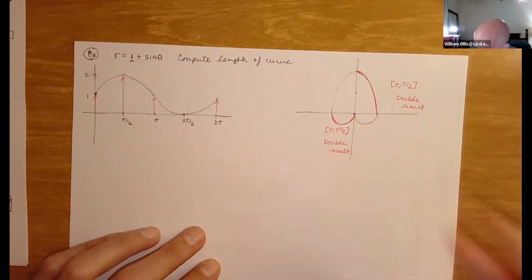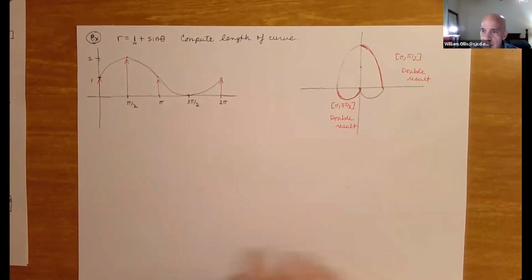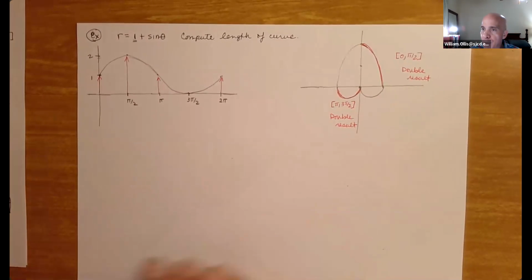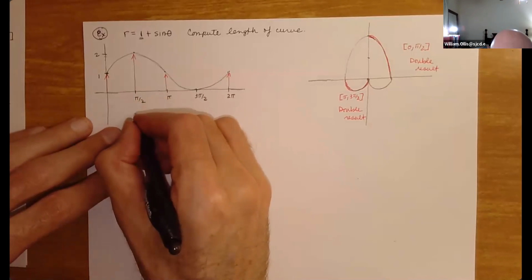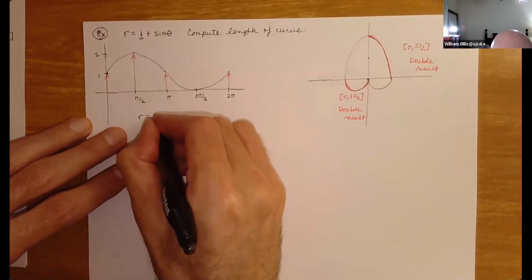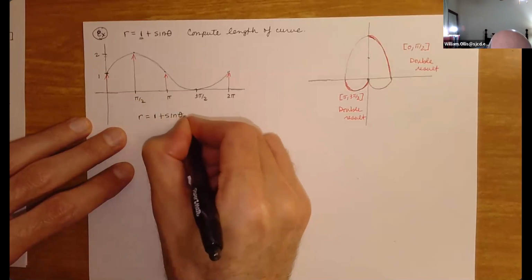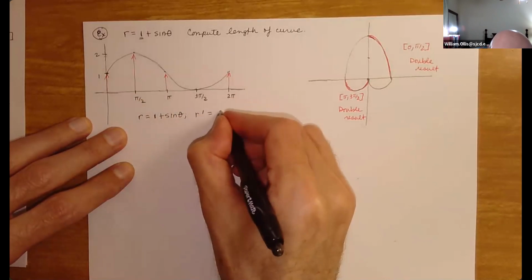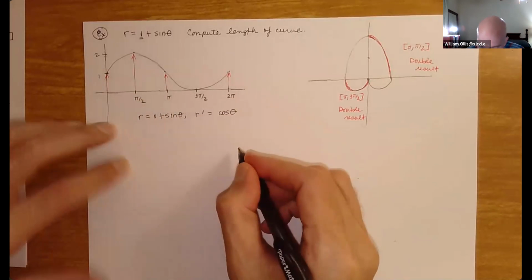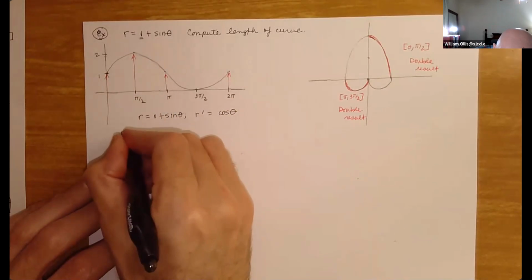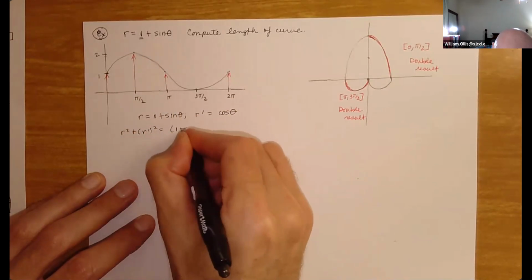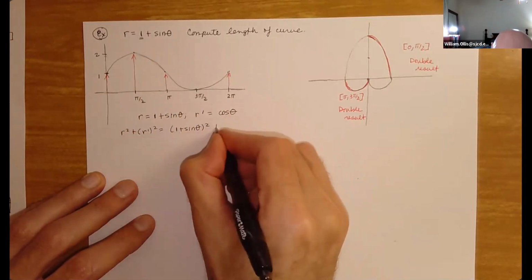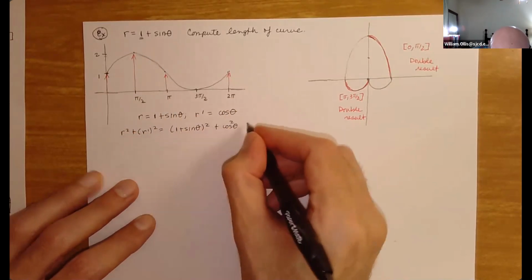This is kind of a standard problem you do in calculus too. It's a very straightforward problem, but it opens the door to a technique in computing the integral that's easy. You've seen it before, but I want to remind you of it. So now what do we need? Well, R is 1 plus sine theta, and R prime is just what? Cosine theta, the derivative of sine. So now R squared plus R prime squared. So we get 1 plus sine theta squared plus cosine theta squared.